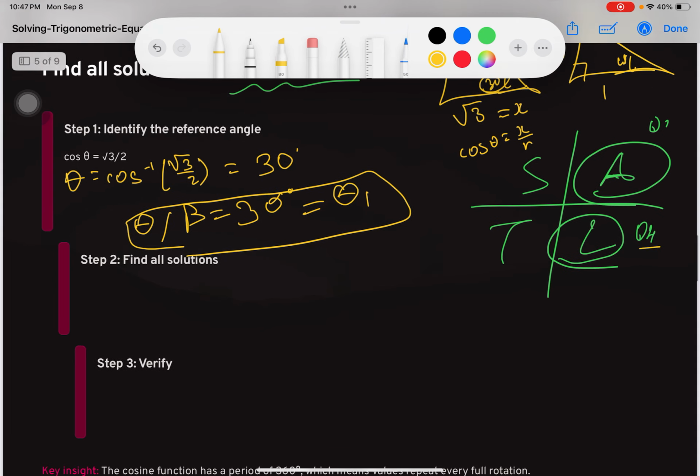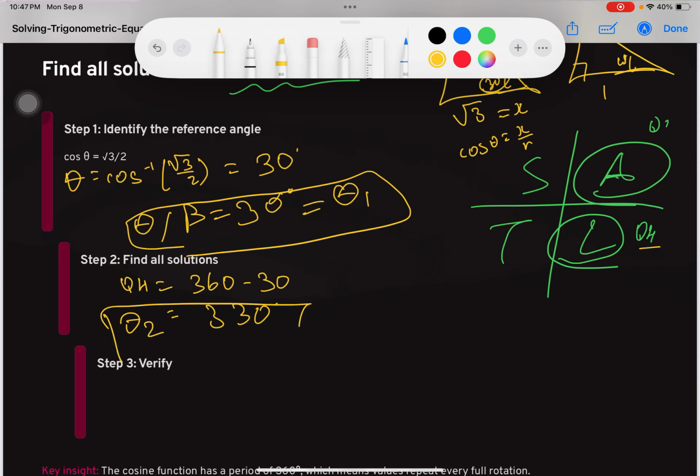Okay, how do I find the quadrant 4 one? So if you remember, it's 360 minus. Same methodology that we had with 180 degrees. Same thing, you replace it with 360. And then you get 330 degrees. So that's your theta 2 value.